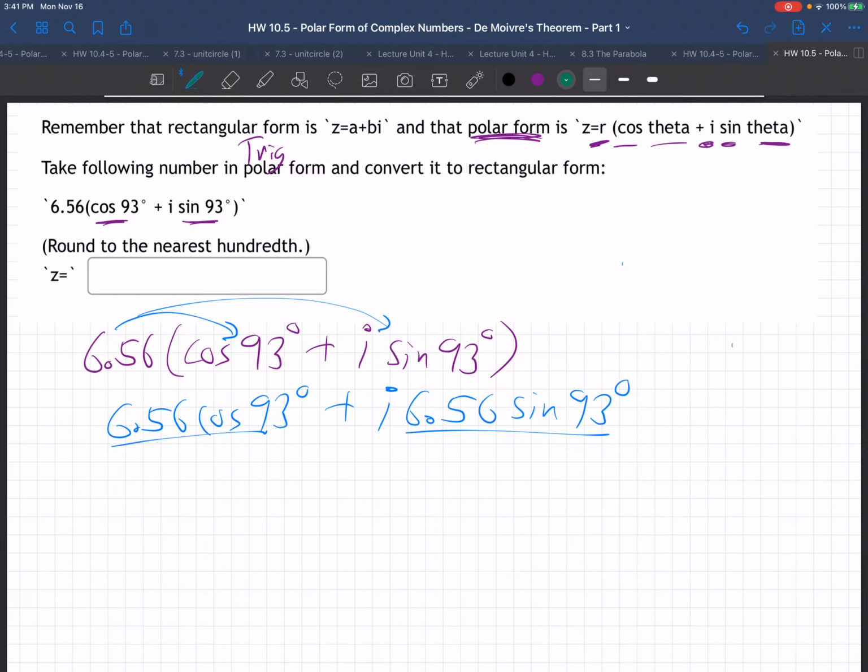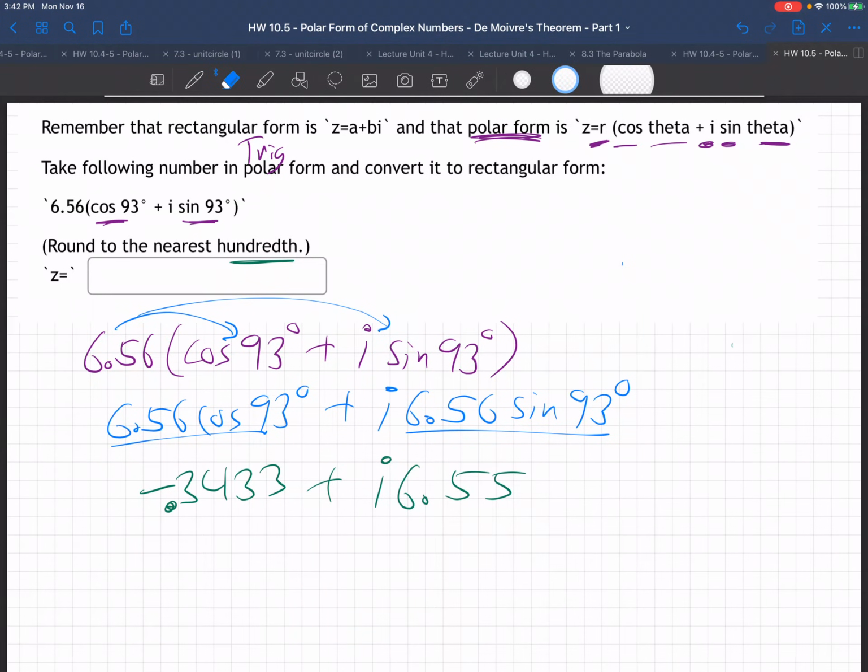We do a lot of switching between modes, so always be double checking your mode. Let's see. I'm getting negative 0.3433. They said hundredths, two places. I guess I'm going overkill here. Plus i. So the other one, 6.56 times the sine of 93. I'm getting 6.55. So really, let's just cut off a couple digits here and move this i to the back. It's usually how it works.